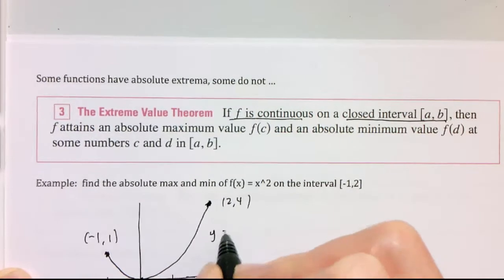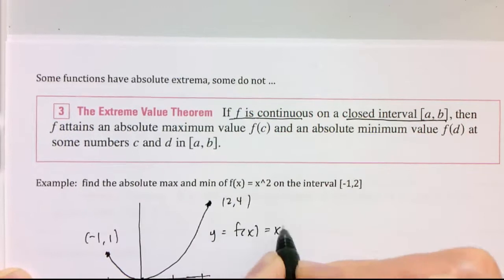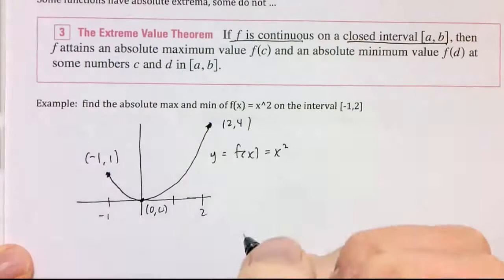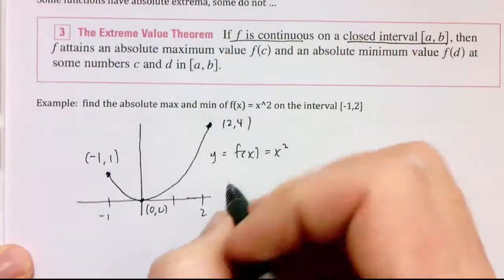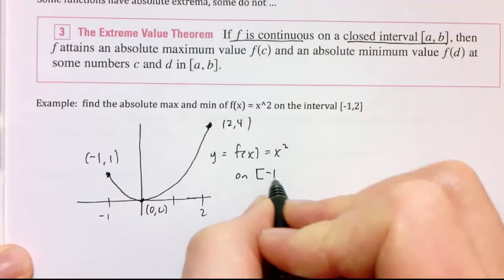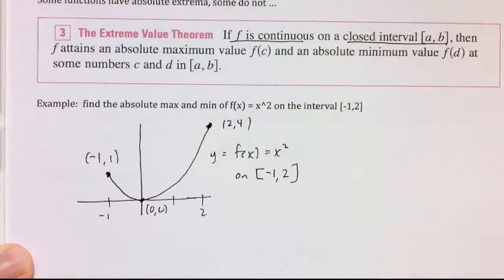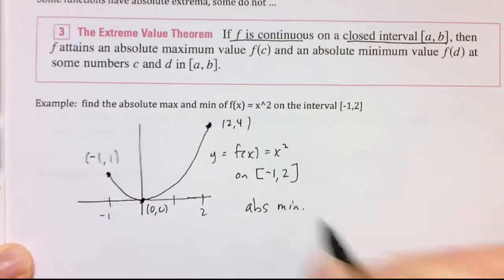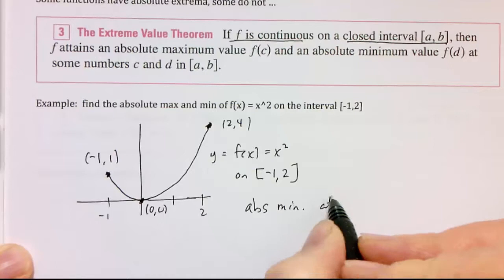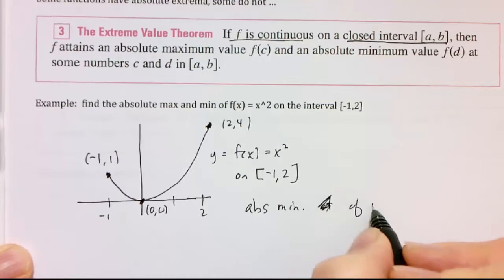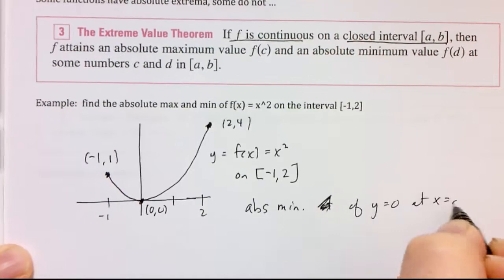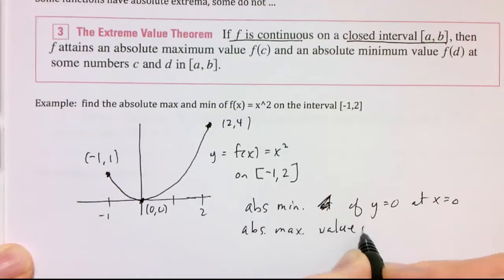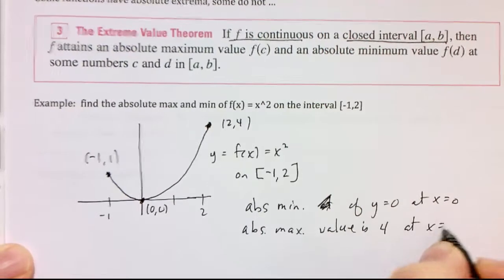This is the graph of the function x squared. It's a continuous function, and we're working on the closed interval from -1 to 2. So the absolute min, there is one, and it occurs right here. The minimum value is y equals 0 at x equals 0, and the absolute max value is 4 at x equals 2.